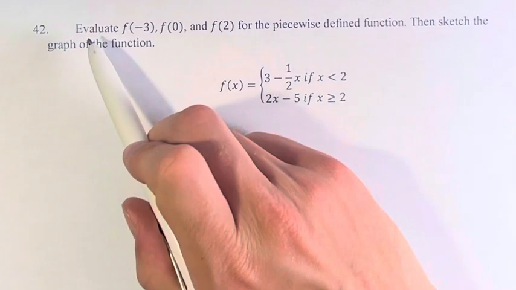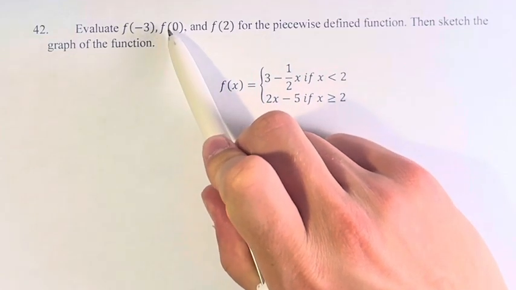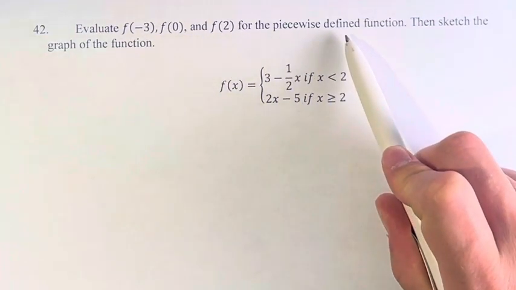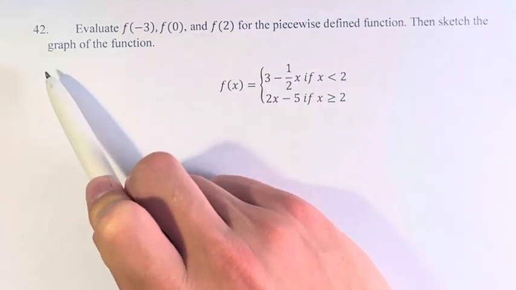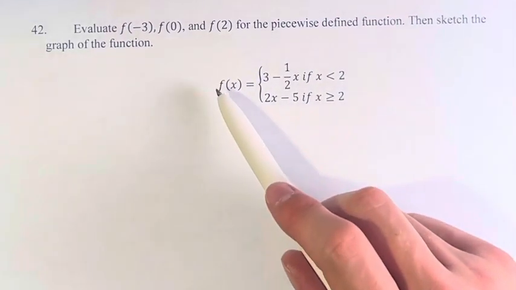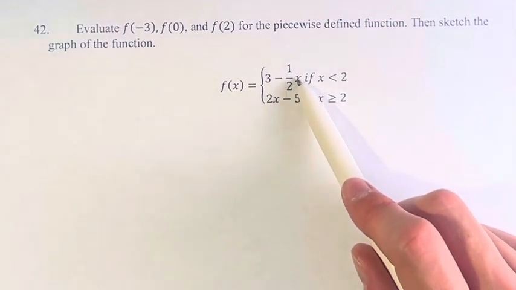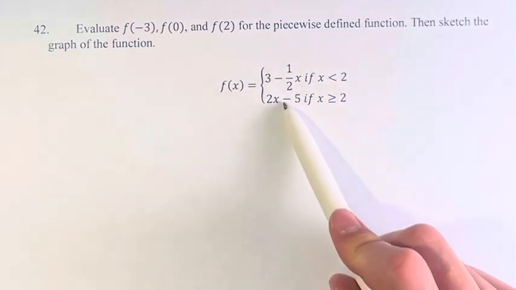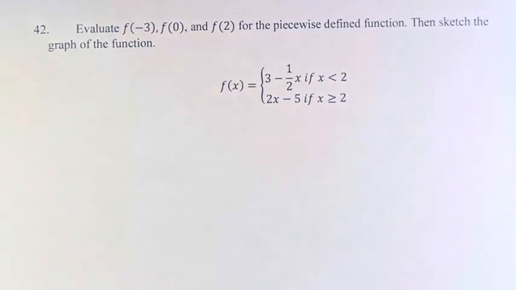In this problem, we're looking to evaluate f of -3, f of 0, and f of 2 for the piecewise defined function. Then sketch the graph of the function. F of x is equal to 3 minus 1/2 x if x is less than 2, and 2x minus 5 if x is greater than or equal to 2.